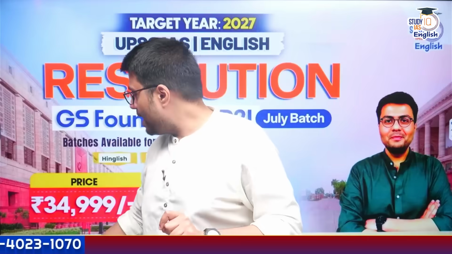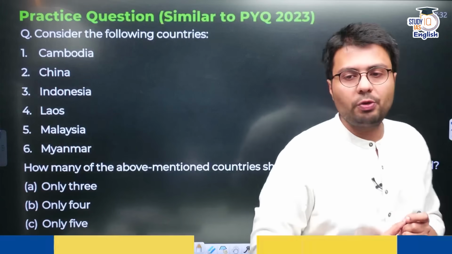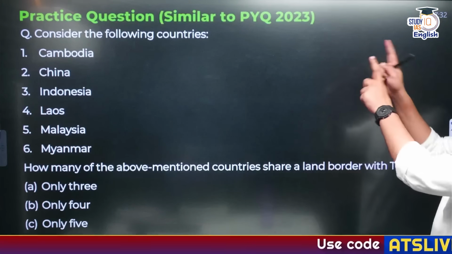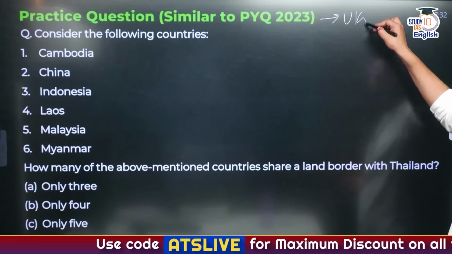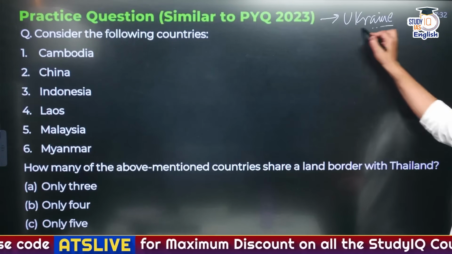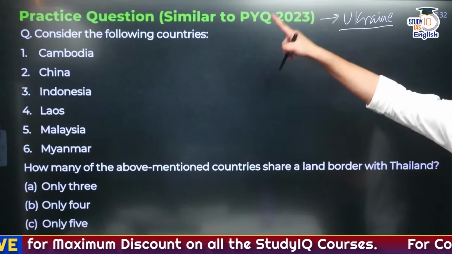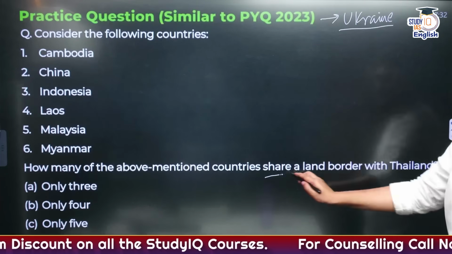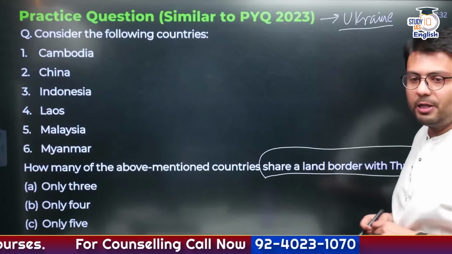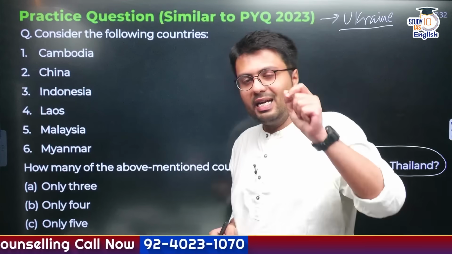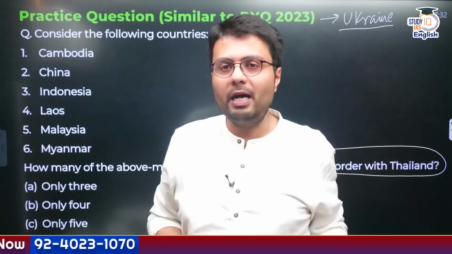Now let us come back to our discussion. This is the practice question that I've curated. This exactly is on the basis of the UPSC pattern. In 2023, there was a question on the land boundaries that Ukraine shares with other countries. So how many countries share a land boundary with Thailand? Do let me know the correct answer in the comment section. For those who answer correctly, I'll give your comments a thumbs up, so you'll know that you've answered it right.